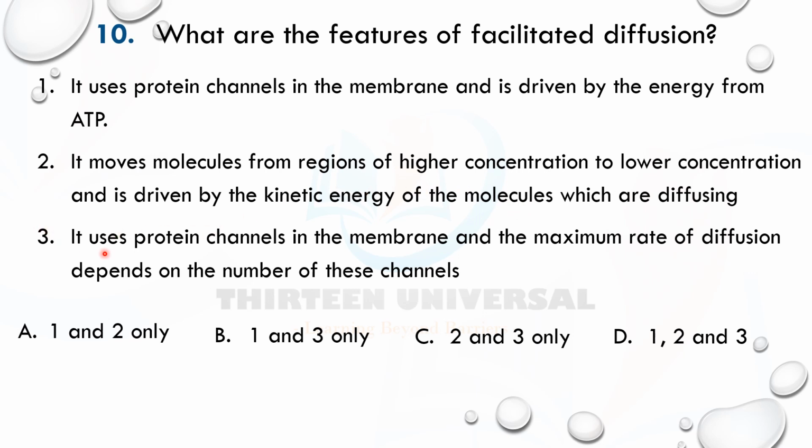Number 3 says it uses protein channels in the membrane, and maximum rate of diffusion depends on the number of channel proteins. Yes. So as the number of channel proteins increases, then more molecules will pass through, and they will have a higher rate of diffusion. So number 2 and number 3 are correct. The answer is C.